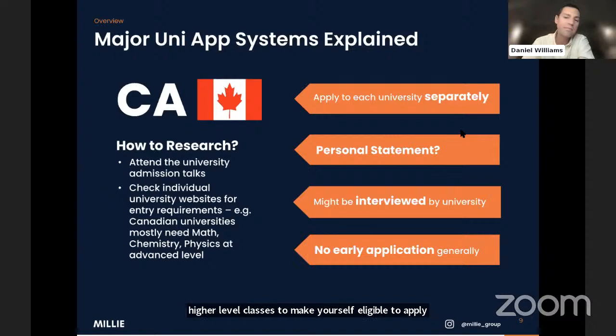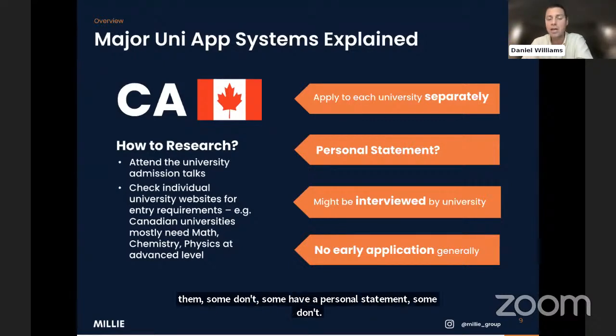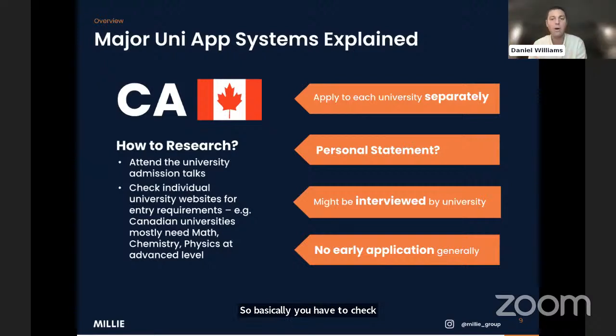Regarding the essays, some Canadian universities have them, some don't. Some have a personal statement, some don't. So basically, you have to check for each individual school, right? There's no central requirement. There may be interviews given by a university. There may not be interviews being given by a university. Again, it's school by school. And there's no early application generally, right? The deadlines may differ between the schools. Some will be earlier than others, but you don't have the strategic early applications like we saw in the US, right? Where you can apply early in exchange for some kind of admission benefit, that doesn't exist in Canada.